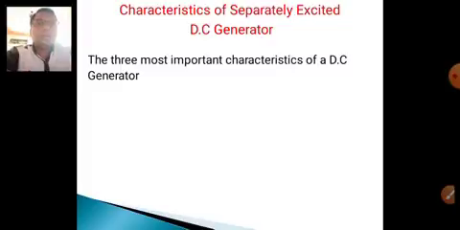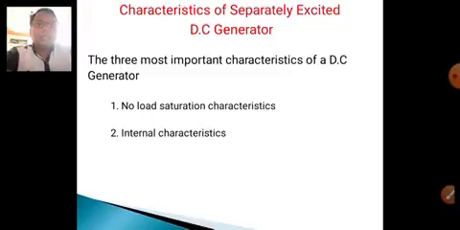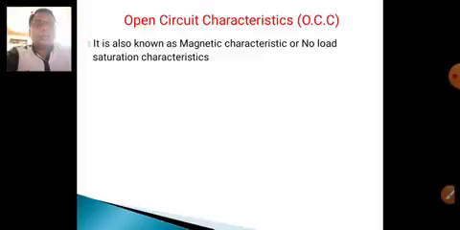The three most important characteristics of a DC generator are the no load saturation characteristics, internal characteristics, and external characteristics. So first one is open circuit characteristics, shortly known as OCC. It is also known as magnetic characteristics or no load saturation characteristics.